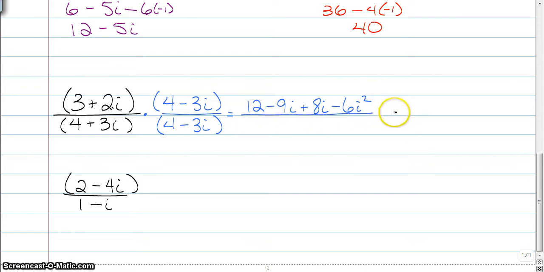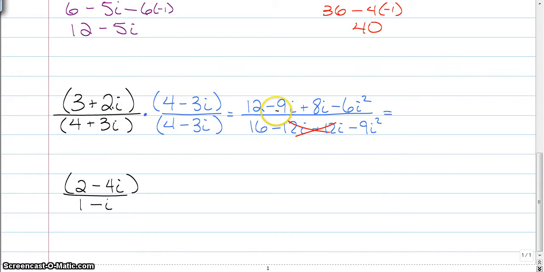And then the bottom, you're going to do your 4 times 4, which is 16. You're going to have your 4 times a negative 3i, which is a negative 12i. 3i times 4 is a positive 12i, and there they go again. They're going to cancel, so now you don't have to worry about an i in the denominator. And then 3i times a negative 3i is a negative 9i squared.